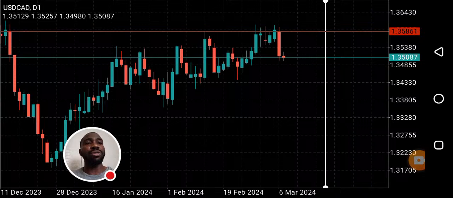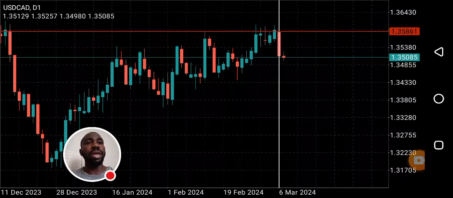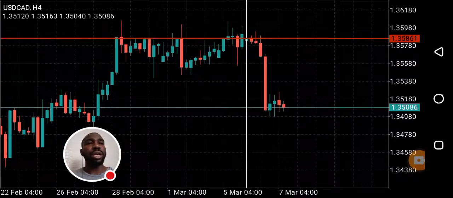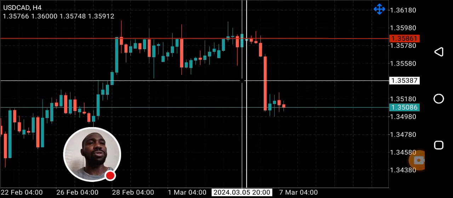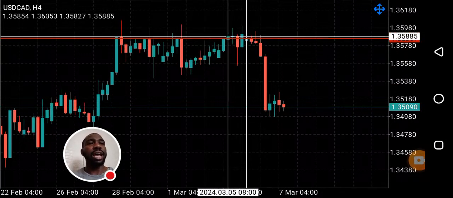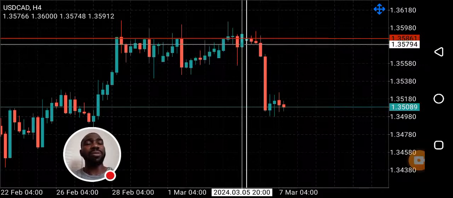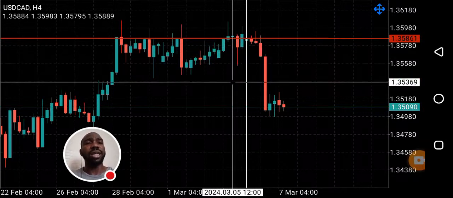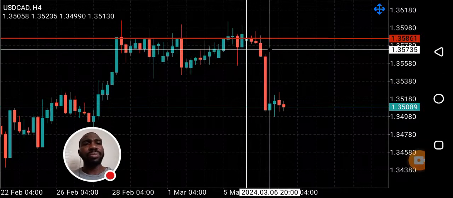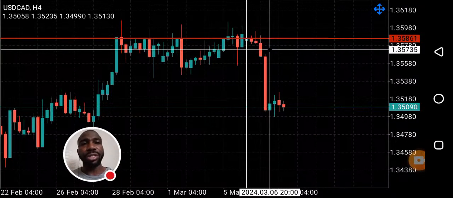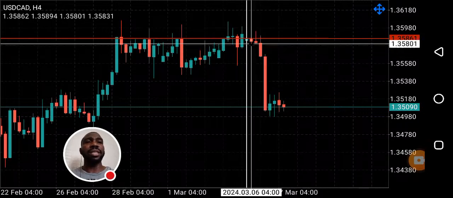After the close of Tuesday's candle, let's see the pattern we had on the 4 hour. You can see we had a hammer and a spinning top. So several bearish reversal patterns formed on the 4 hour time frame after the close of Tuesday's market. So on Wednesday, USD CAD went bearish. It's been bearish since the open of the market yesterday.